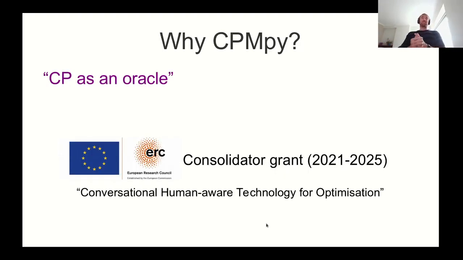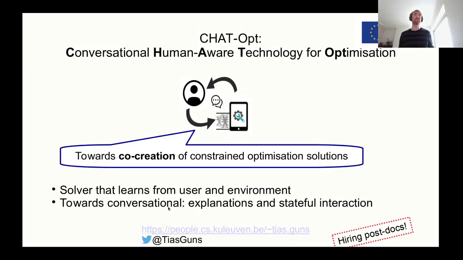And part of this motivation is because in our lab here at KU Leuven, we work a lot in problem settings where we need to use CP as an oracle. And actually, I was awarded this very nice ERC Consolidator grant. And the research plan for that grant and the things that we want to do in the future is to work towards conversational human-aware technology for optimization. Now, what does this mean? Well, we want to work towards a setting in which you can do a co-creation between the user and the solver of constraint optimization solutions.